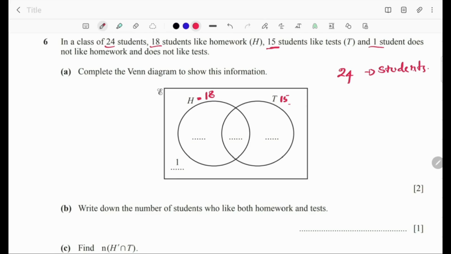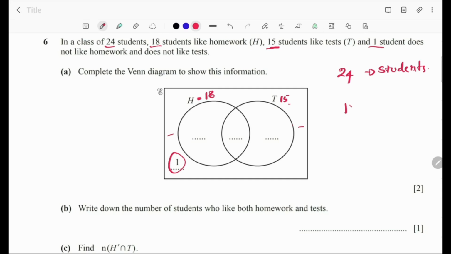Let me read it again. In a class of 24 students, 18 students like homework, 15 students like test, and one student does not like homework, does not like test. So that one student is here. Obviously that one student will not belong to either of these. So complete the Venn diagram to show this information.